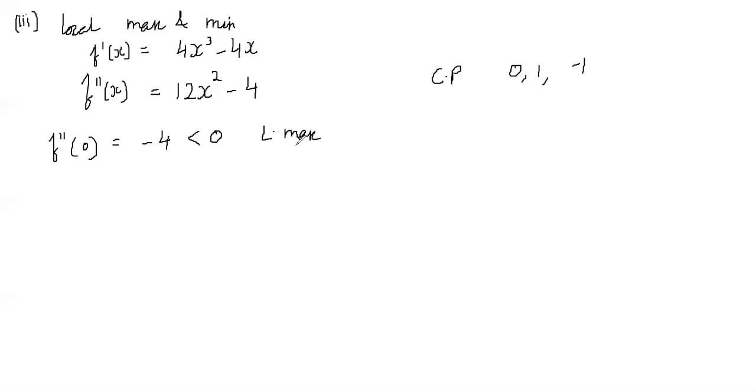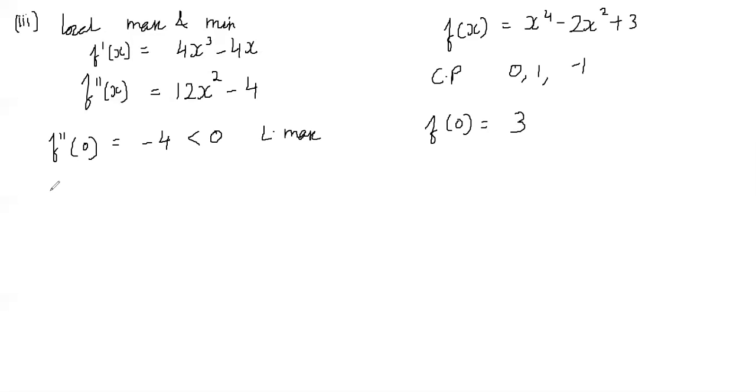So at this point, we have local maxima. If you want to find the value of the local maxima, we have to substitute x equal to 0 in the initial equation. What was our initial equation? Our initial equation was f of x equal to x to the power of 4 minus 2x square plus 3. So f of 0, because 0 is the local maxima, we substitute 0 minus 0 plus 3. So this value will be 3.